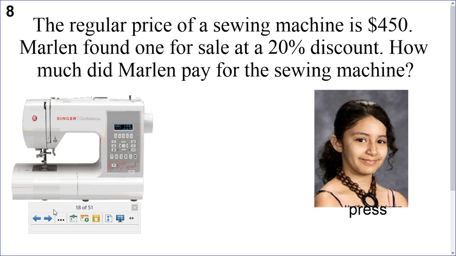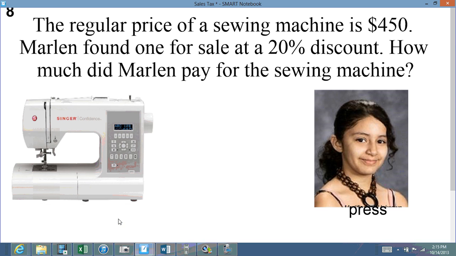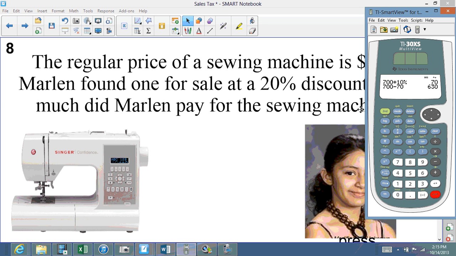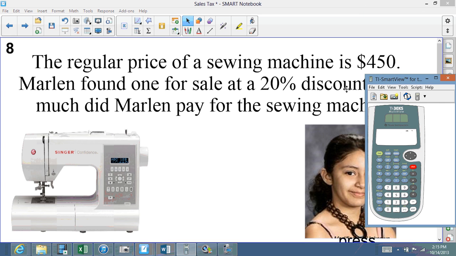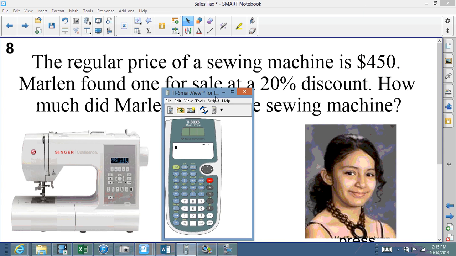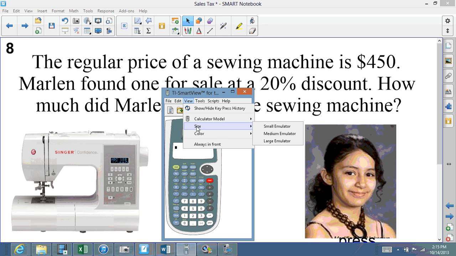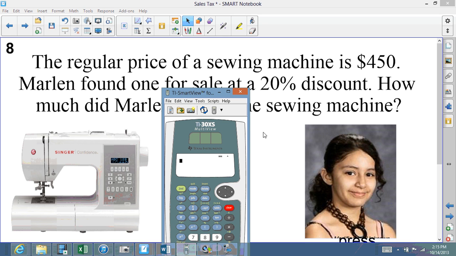So let's see in this question here. The regular price of a sewing machine is $450. Marlon found one for 20% discount. How much did Marlon pay for the sewing machine? Well, let's see. Let's get our calculator. And let's look and see what we got here. And let's change the size of this. Make that medium.